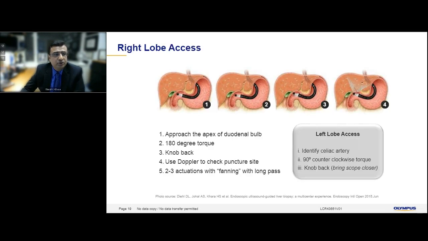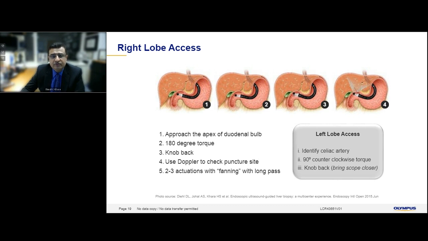So the initial approach for the right and the left lobe of the liver: for the right lobe, we would move the linear echoendoscope to the apex of the duodenal bulb. So it's a transbulbar biopsy. We would torque the scope 180 degrees, use the big knob back towards us, using the Doppler, checking the puncture site for any intervening vessels. And we would do 1 puncture with 2 to 3 actuations with a fanning technique, long pass with each actuation. Then we would turn the suction off and take the needle back into the scope and express the tissue out.